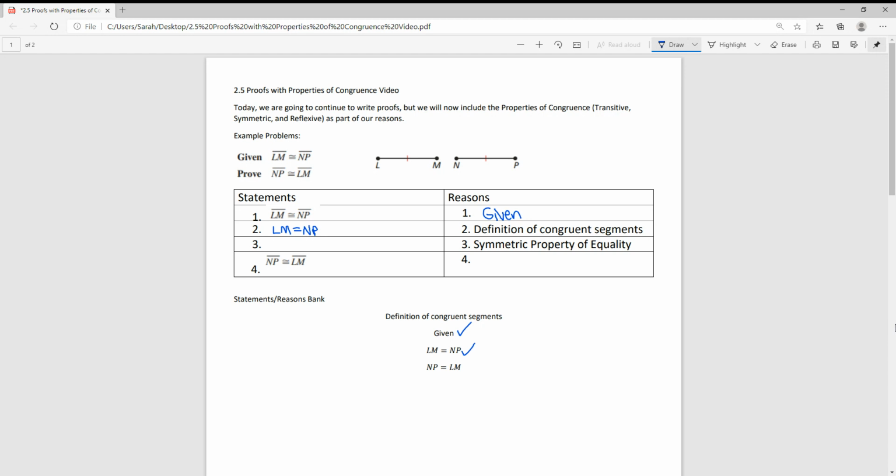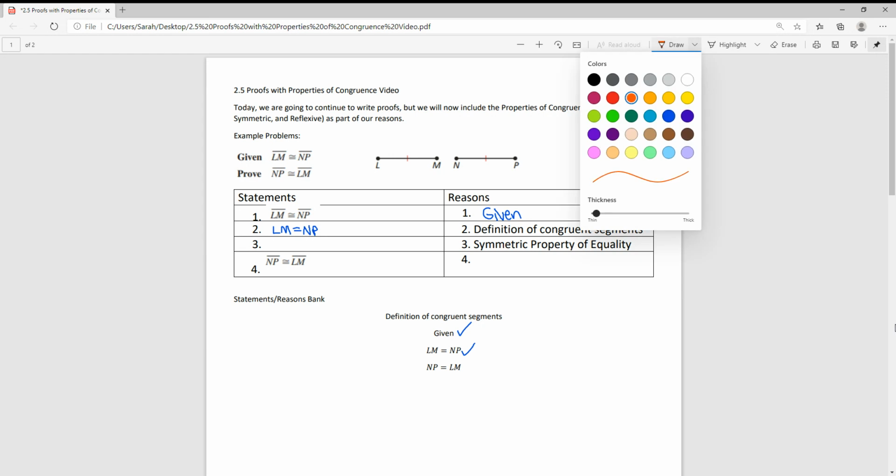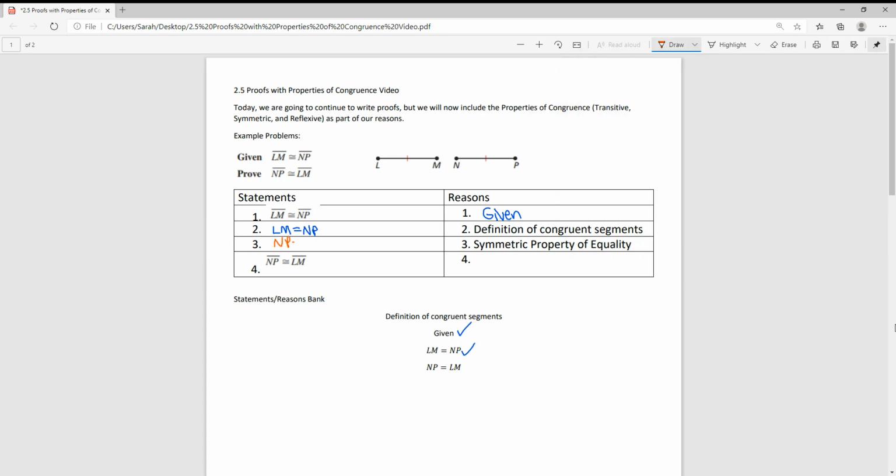The next reason we're using here is the symmetric property of equality. So the symmetric property of equality says I can take the two sides of an equation and reverse what's on each side, and my statement is going to remain the same and stay true. So if I have LM equals NP, I can equivalently say that NP equals LM. All I did was switch what was on either side of the equal sign.